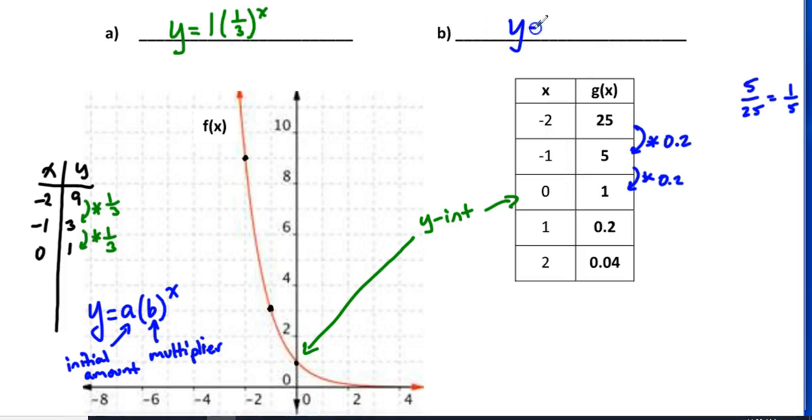Okay, so if you wrote y equals, I need the initial, which is 1, right here, times the base, which is 0.2, all raised to the x power, because we have an exponential function.